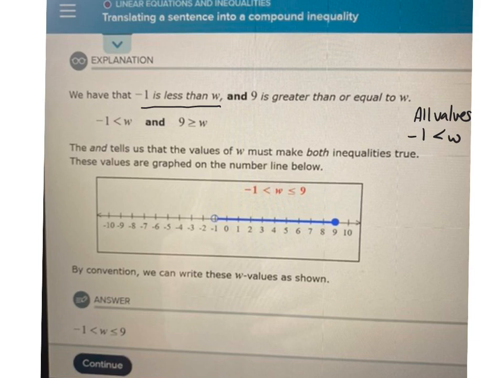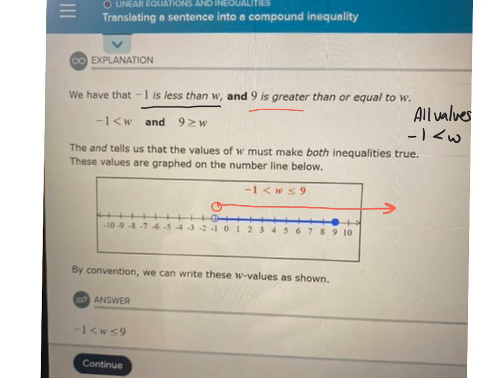So if I think on my number line down here, if -1 is smaller than all these numbers, then it's all the numbers bigger than this value. So it goes this way, okay? Since it's not equal to, we put an open circle. So the first part, -1 is less than W, which is just any number. So it's all numbers where -1 is smaller than that, is all these numbers.